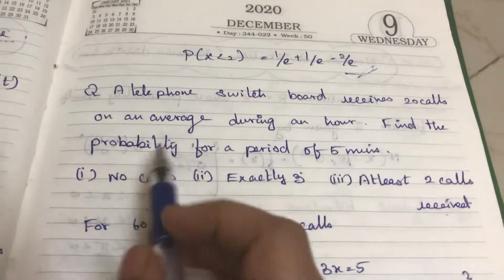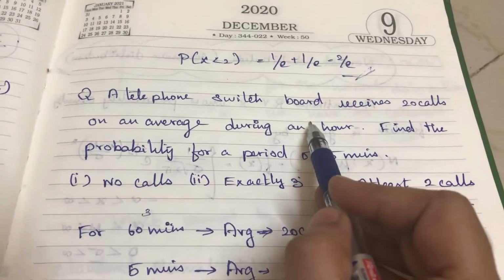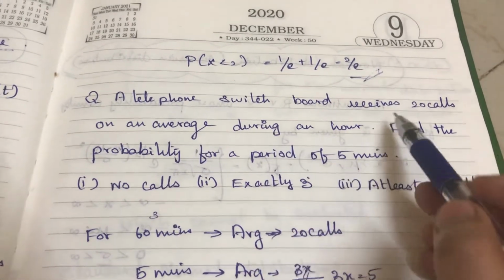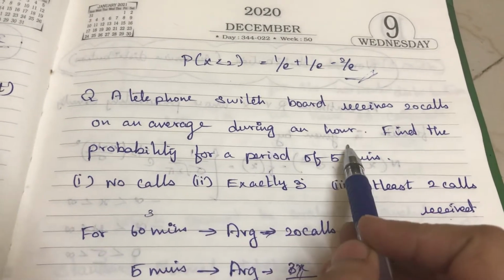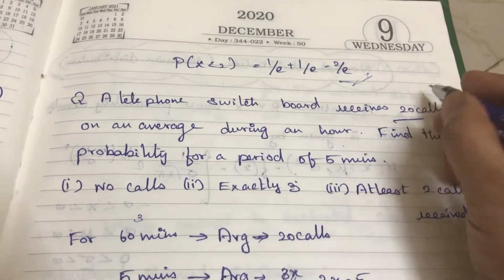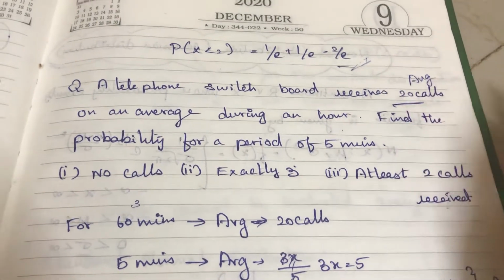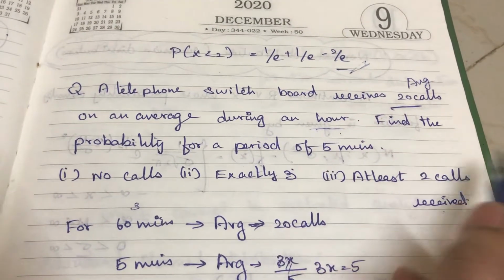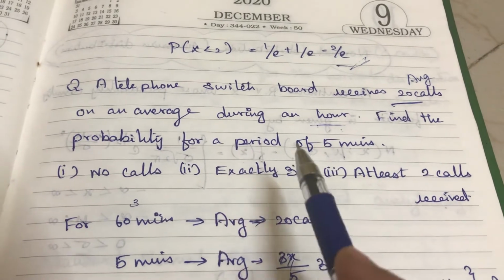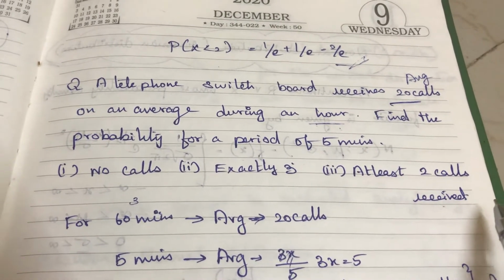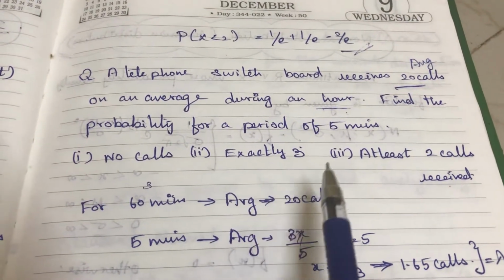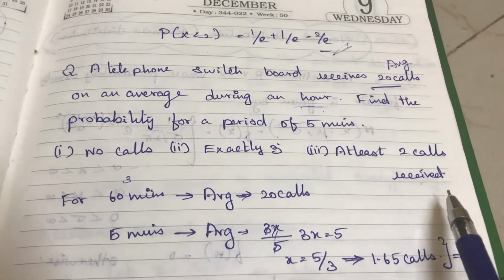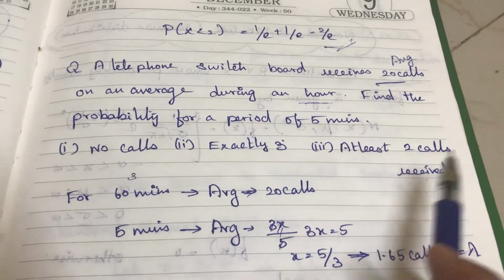Okay, and the next sum, the telephone switchboard. A telephone switchboard receives 20 calls on an average during an hour. So this is the average number of calls in an hour. Find the probability for a period of 5 minutes. So we need to find for 5 minutes: no calls, exactly 3, at least 2 calls received. So these are the conditions here.